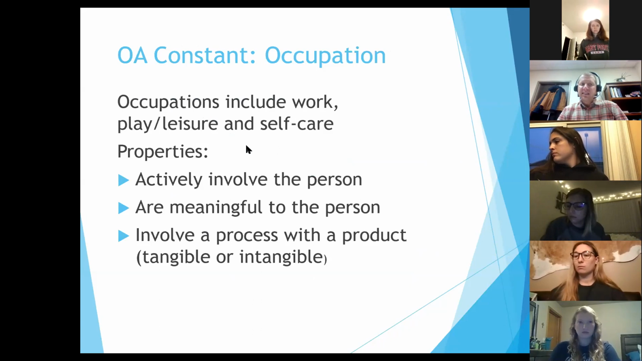Another constant is occupation. And as I mentioned before, it includes work, play or leisure, and self-care. And so the properties of your occupations are going to actively involve the person. Okay, so the person has to actively be doing something. They have to be meaningful to the person. And they have to involve a process with some kind of a product.